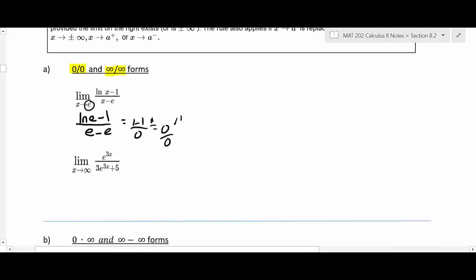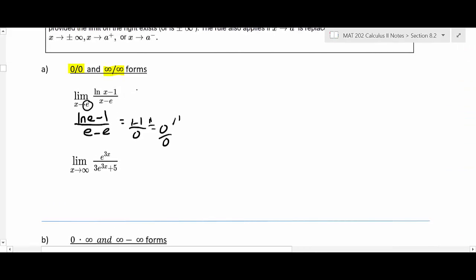So the way I usually do this is I just notate it like this: equals, by L'Hopital's rule. Just a note to myself that I'm doing L'Hopital's rule. So I'm going to do the derivative of the top and the derivative of the bottom. What's the derivative of ln x minus 1? 1 over x, right? 1 over x minus 0, so it's just 1 over x. Okay, what's the derivative of x minus e? 1. Okay, so we got that.